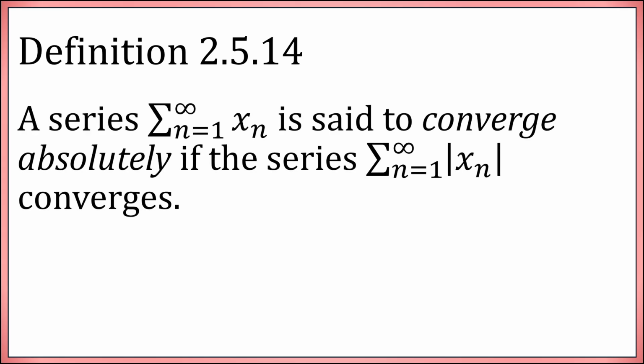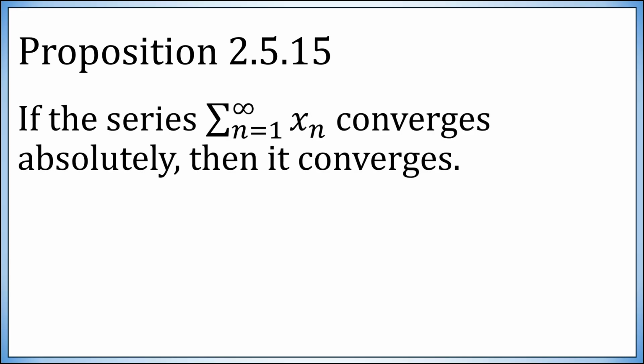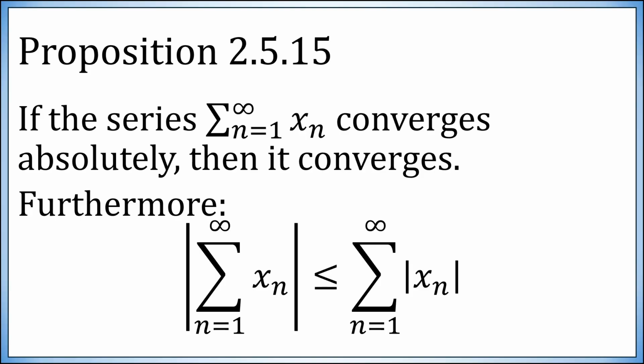Next definition. A series is said to converge absolutely if the series of absolute values converges. If a series converges but does not converge absolutely, one says that it converges conditionally. On to proposition 2.5.15. If the series of xn converges absolutely, then it converges. Furthermore, we have this inequality. Now recall that by definition, converges absolutely means this series converges to something. So there's a real number on this side of the inequality. Assuming that, then this series converges and its absolute value is less than or equal to whatever that value on the right is.